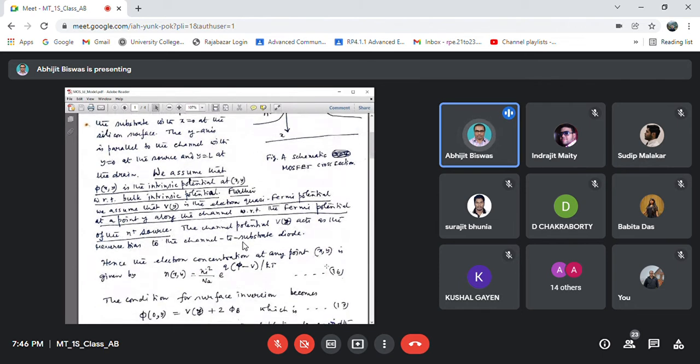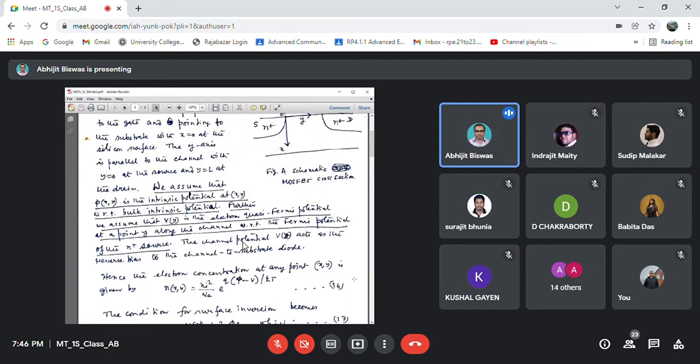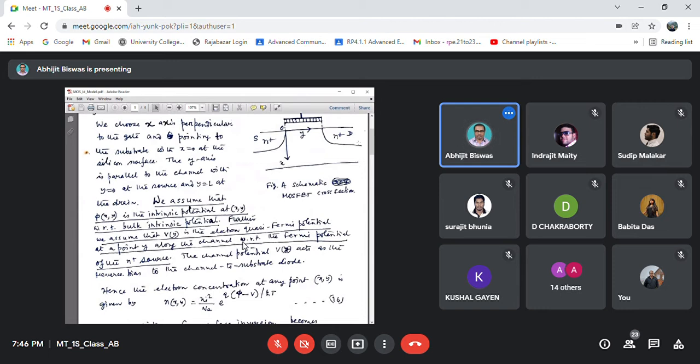And you know that this channel potential Vy acts as the reverse bias to the channel substrate that I already explained earlier. This Vy means the potential at the interface. What is Vy? Vy is always positive because at the drain terminal we apply some positive voltage with respect to source so that it can attract electrons from the channel.